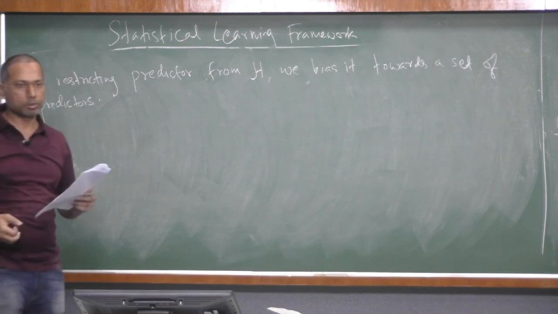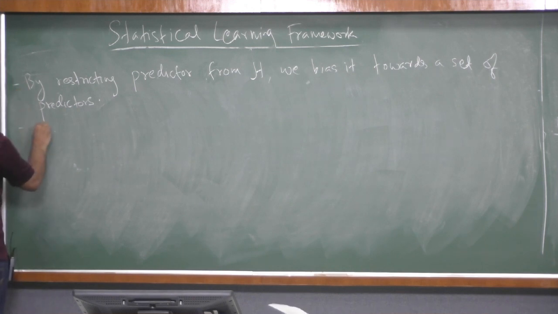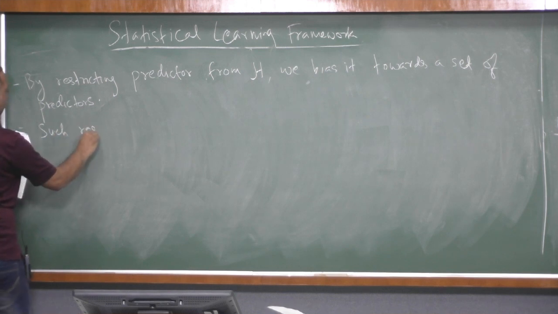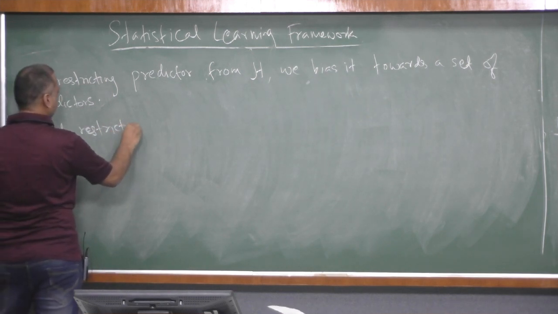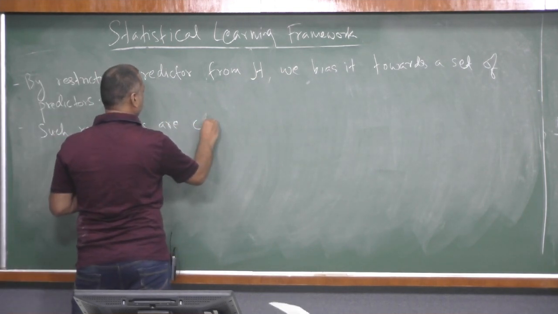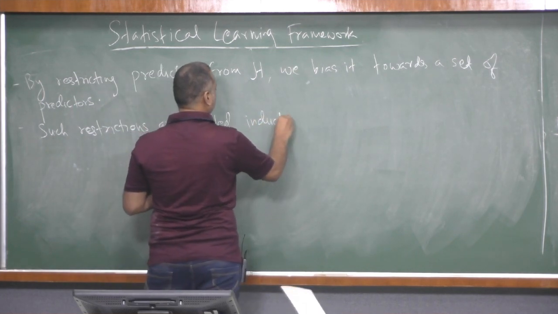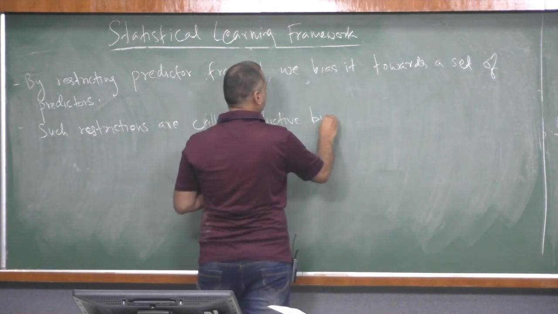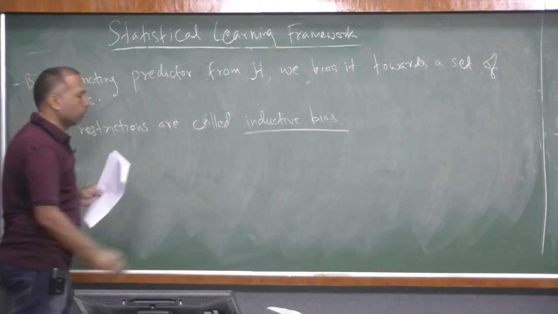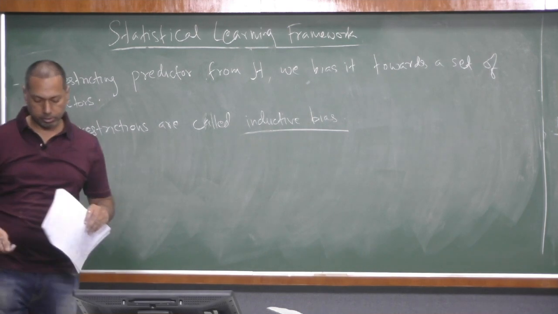Okay, we bias it towards a set of predictors. So that's called inductive bias. Such restrictions are called inductive bias. Okay, so when you read papers in machine learning, you will see many times they will say inductive bias.